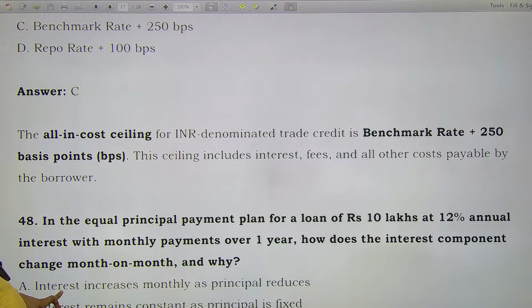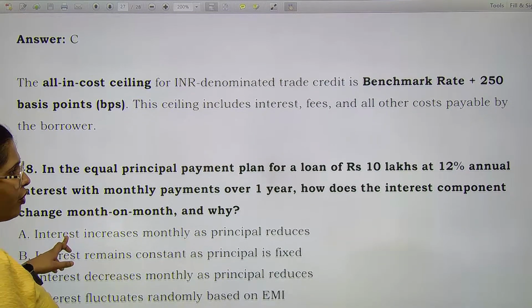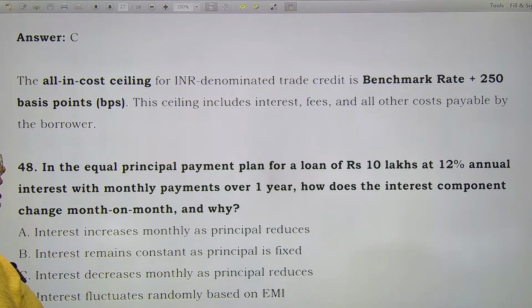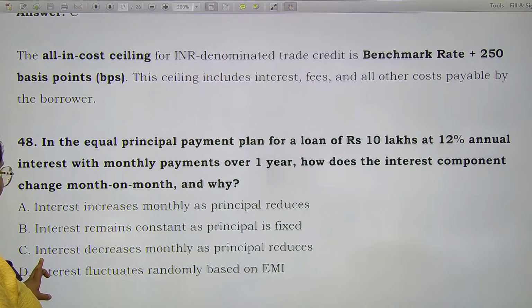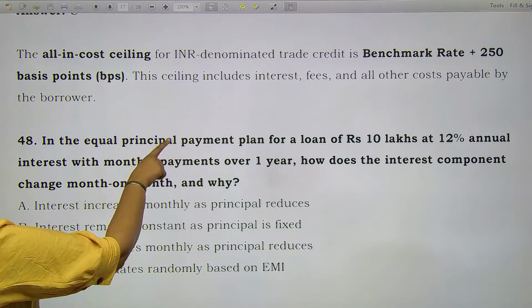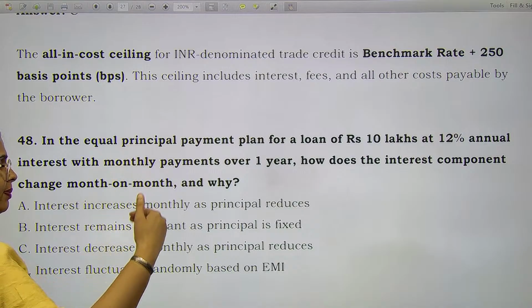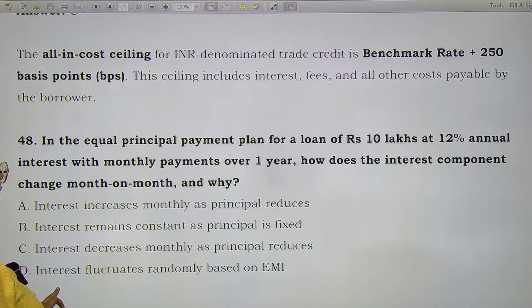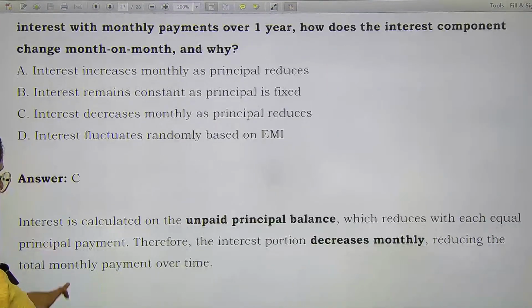Now, in the equal principal payment plan for a loan of 10 lakh at 12% annual interest with monthly payments over 1 year, how does the interest component change month on month? Interest decreases monthly because equal principal is being paid, so your principal is getting reduced with time, so obviously your interest component is also going to decrease.